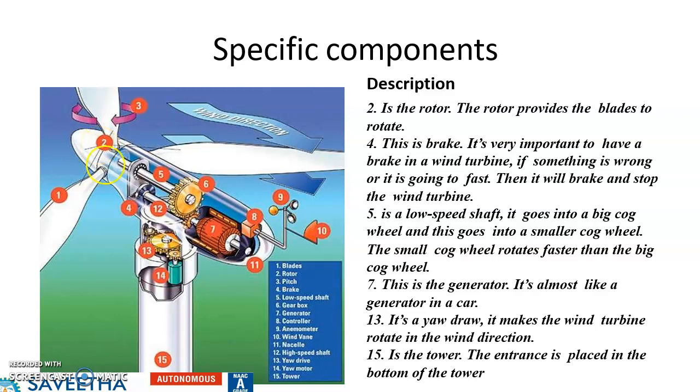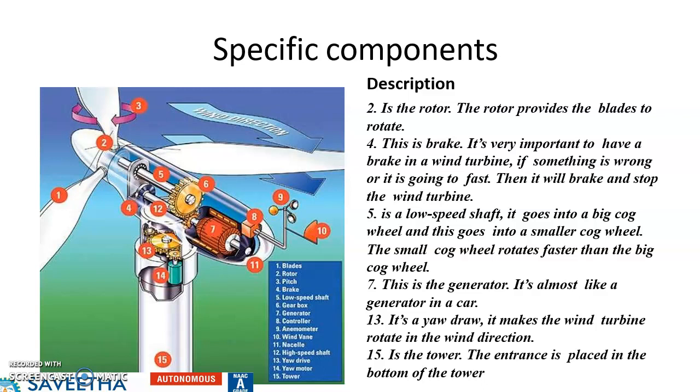And number four is the brake. So it's very important to have a brake in the wind turbine. If something is wrong or it's going too fast, then it will brake and stop the wind turbine. And number five, this is a low speed shaft. It goes into a big cog wheel, and this goes into a smaller cog wheel. The small cog wheel rotates faster than the big cog wheel.